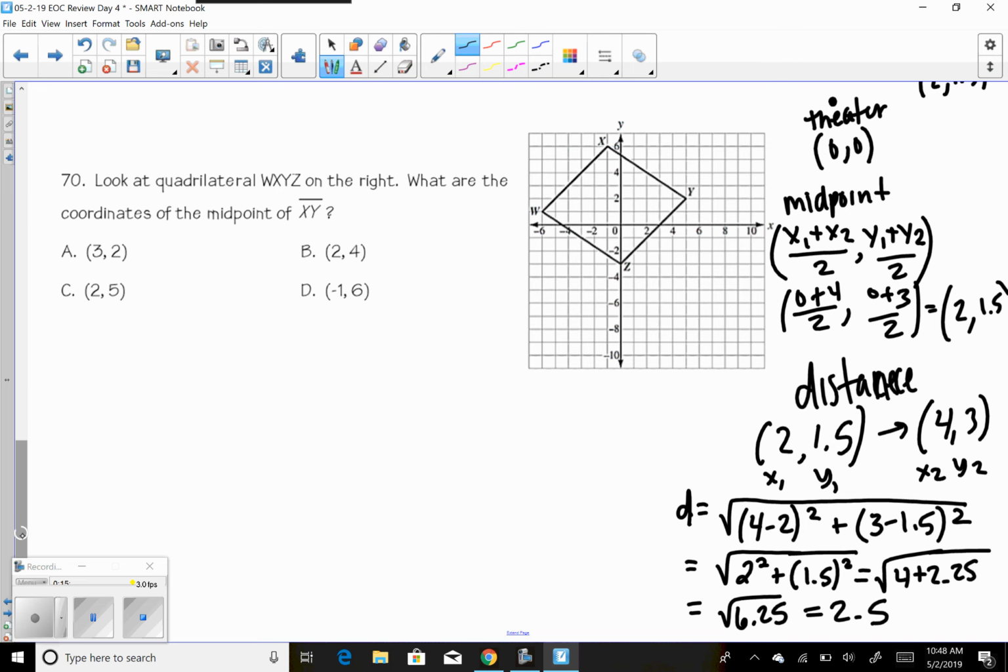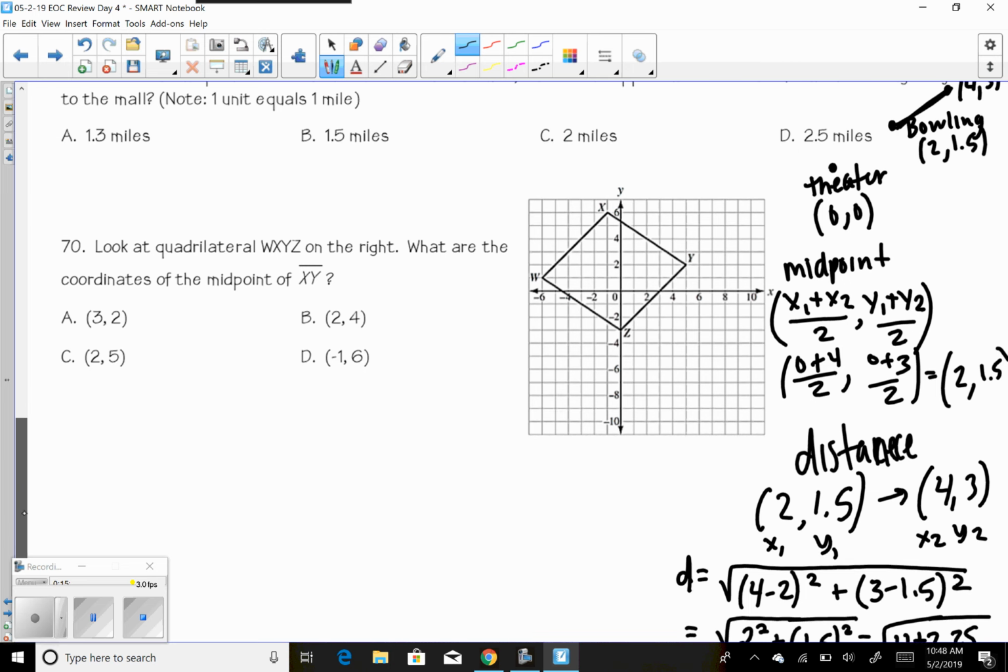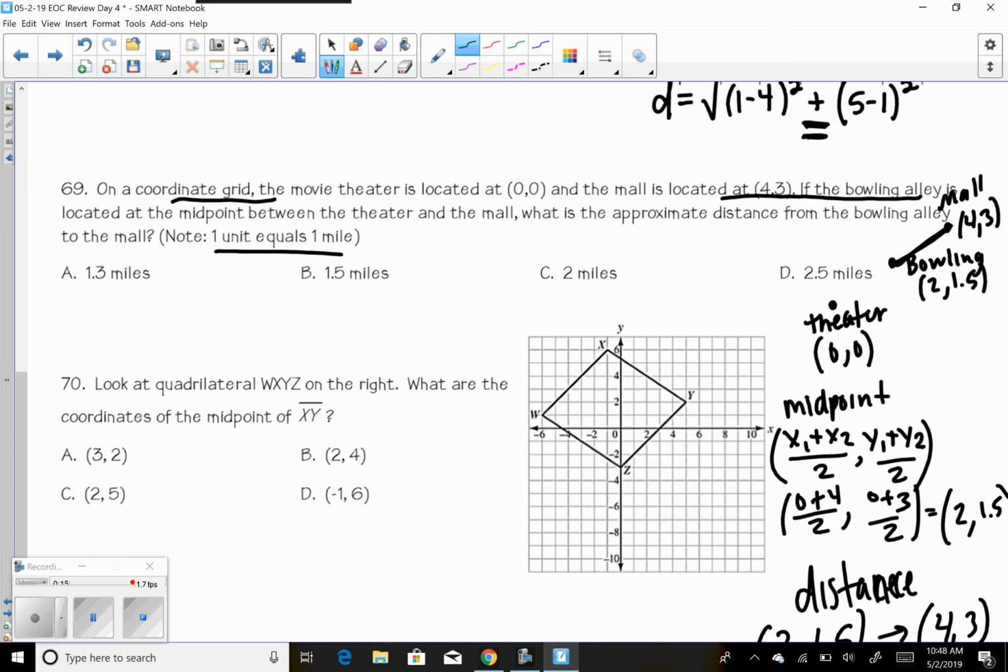I'll leave this here for a second. You can always pause if you need to. 2.5 units, and each unit is 1 mile. So the correct answer is 2.5 miles. Okay, I told you before I worked through this problem that there were a couple ways you could do this. So this was the first one. You could find the midpoint and then find the distance from the midpoint to the mall.